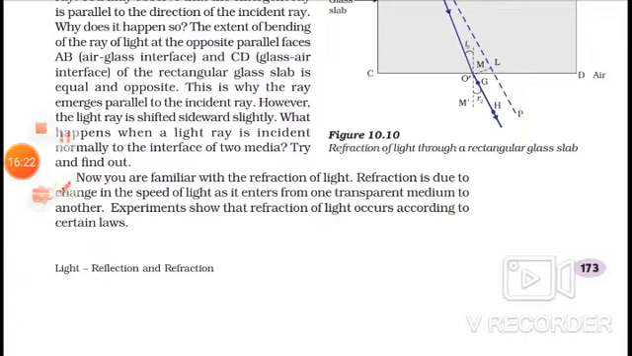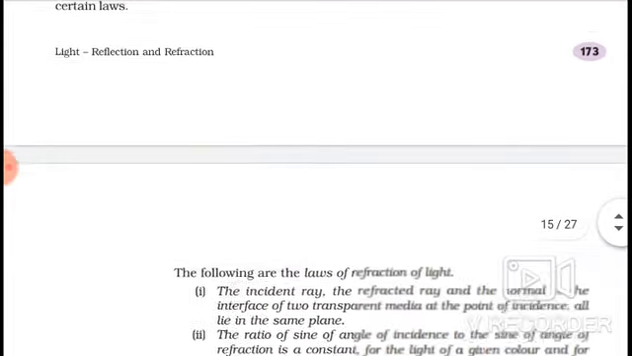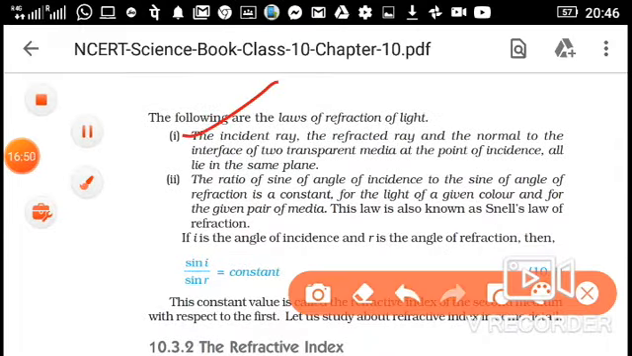Now you are familiar with the refraction of light. Refraction is due to the change in the speed of light. Refraction is caused because of the change in the speed of light when it enters from one transparent medium to another. Experiments show that refraction of light occurs according to certain laws. And what are the laws? The first law: the incident ray, the refracted ray and the normal to the interface of two transparent media all lie in the same plane.